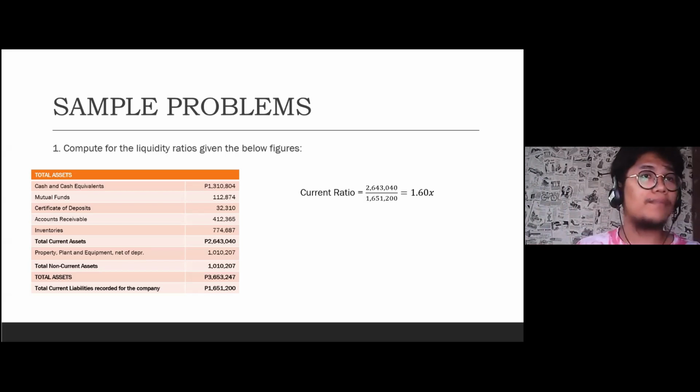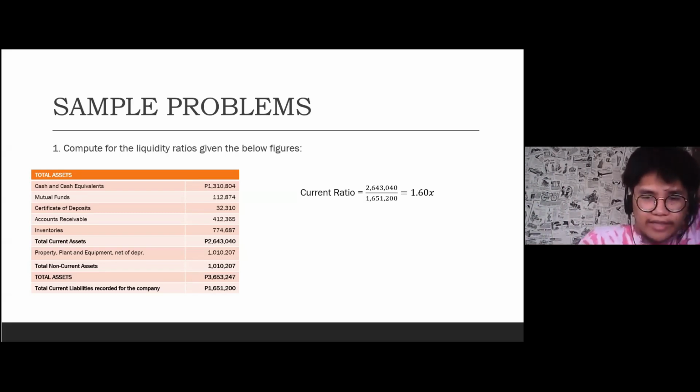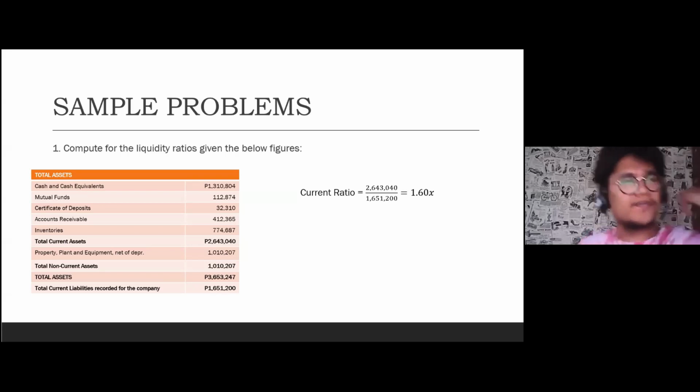Basically, we can also compute it by deducting inventories from the total current assets over current liabilities. Okay, guys, go. Compute for the quick ratio, for the acid test ratio.